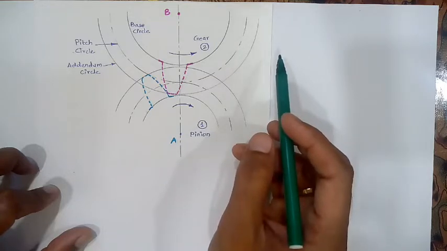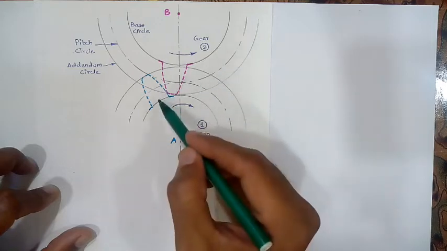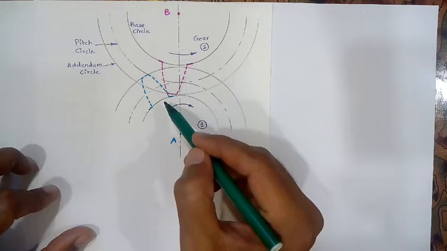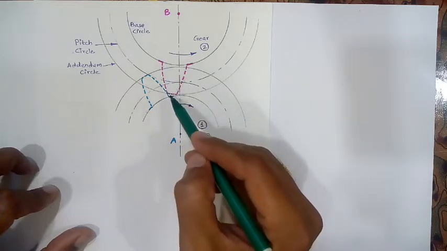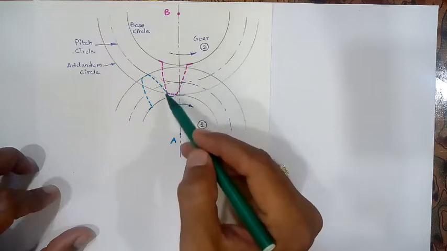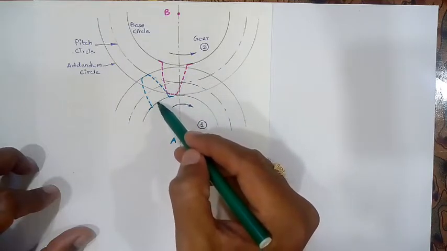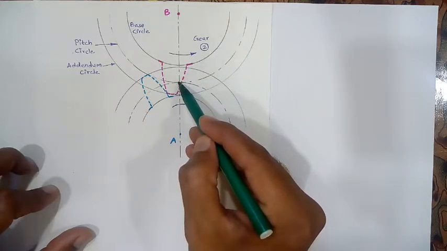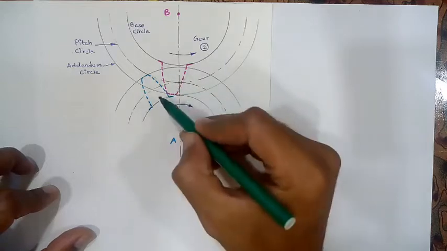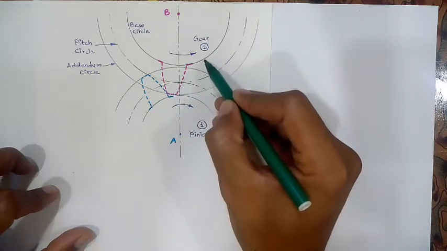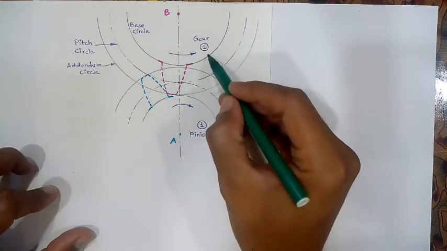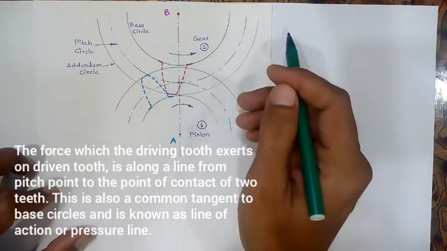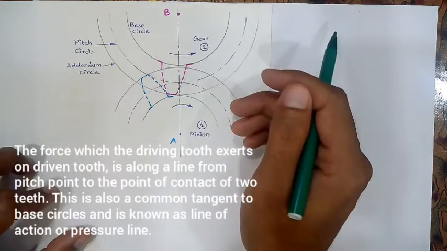Now when the driving tooth on the pinion exerts force on the tooth of the gear, the force is transmitted along a line which will pass through the pitch point, and that line, if you observe, is a tangent to the base circles of pinion and gear. So this line is nothing but the line of action or pressure line.